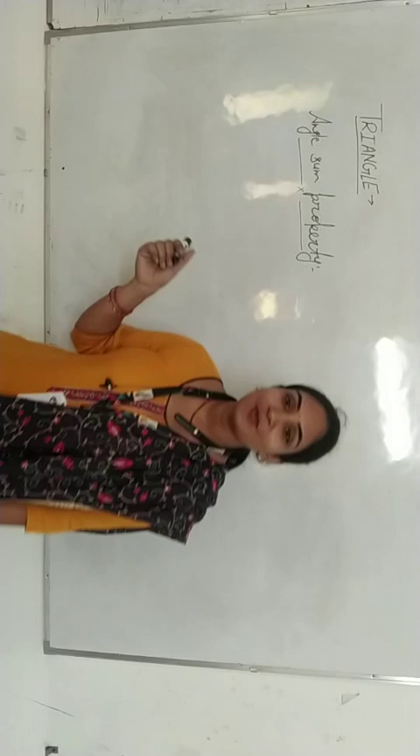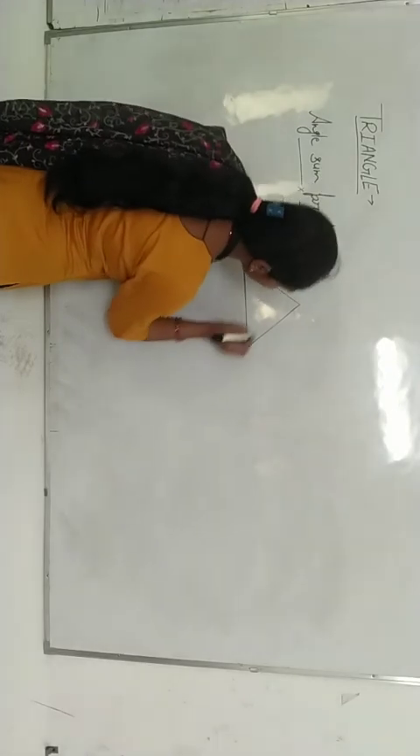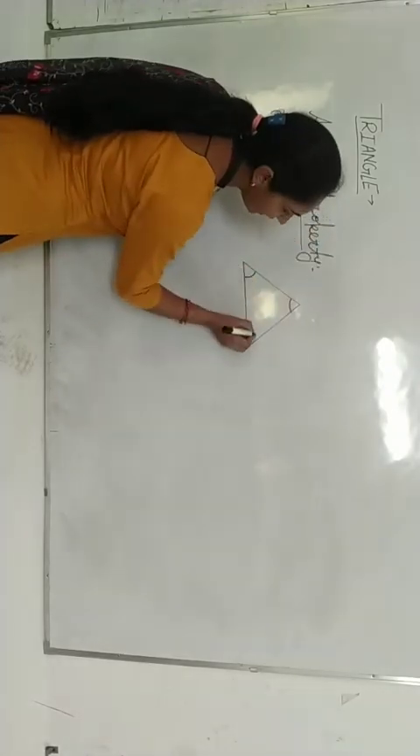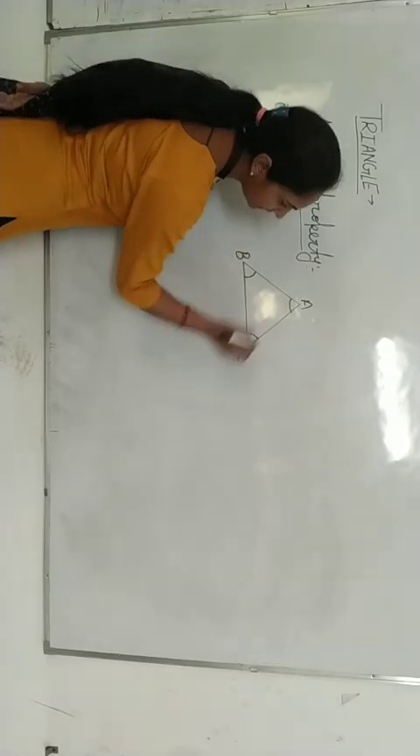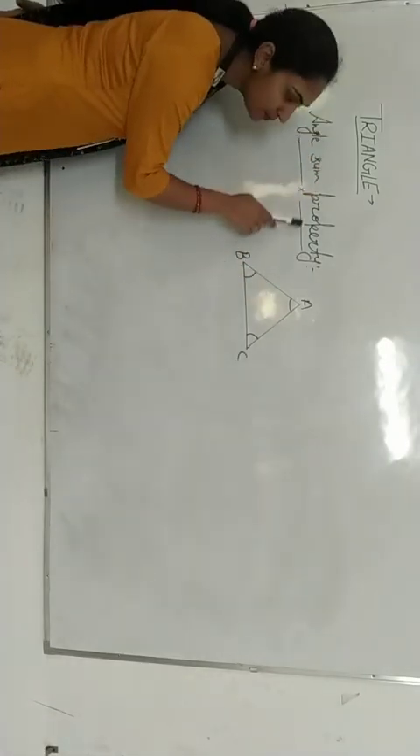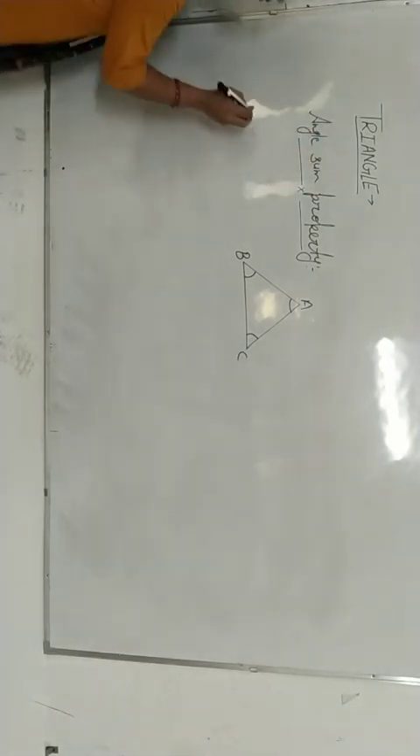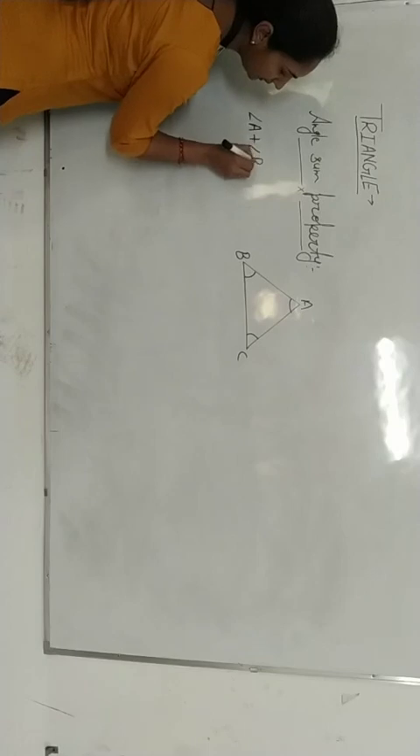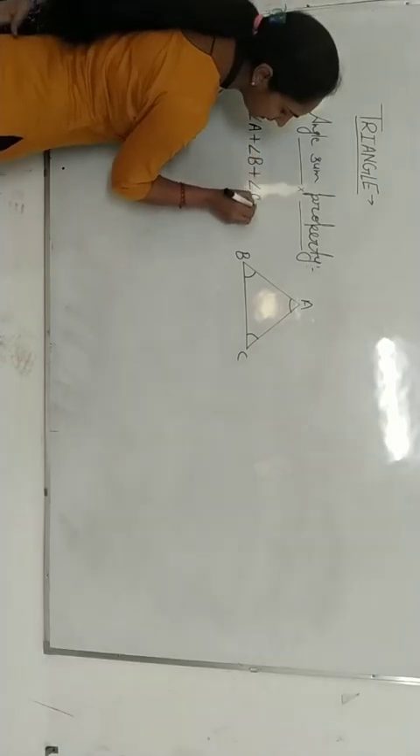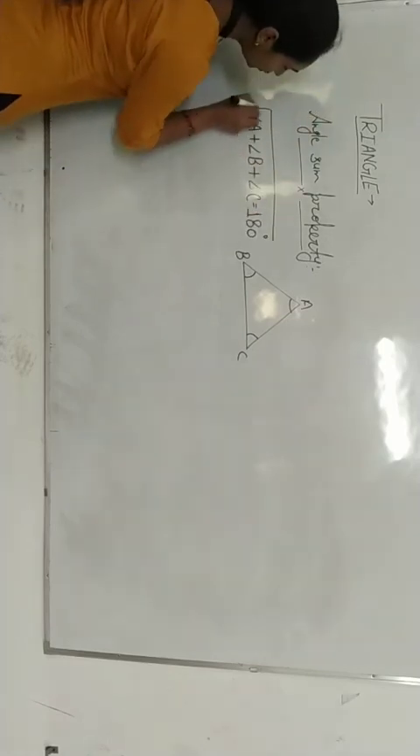What is angle sum property? Angle sum property tells us that for all the angles of a triangle, if we have triangle ABC, then according to the angle sum property, the sum of all the angles of a triangle is 180 degrees. That means angle A plus angle B plus angle C, the sum of all the angles, should be equal to 180 degrees.